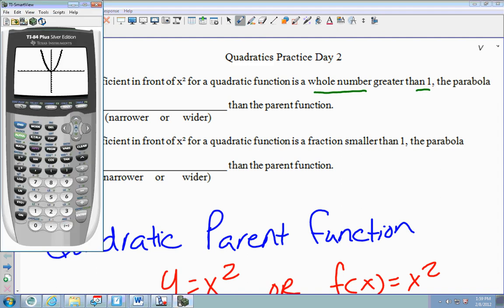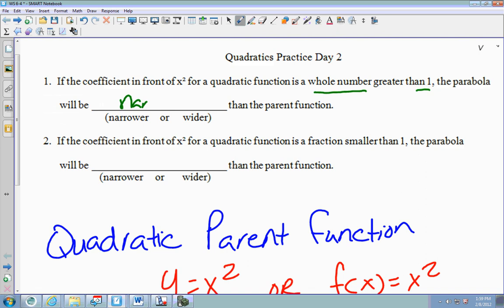Well, let's look at this. Let's go in here and put in a whole number greater than 1. Let's go 5x squared, and let's press graph. Well, there's the parent function. Now, there's the next one right here. What is happening to it? It is making it narrower.